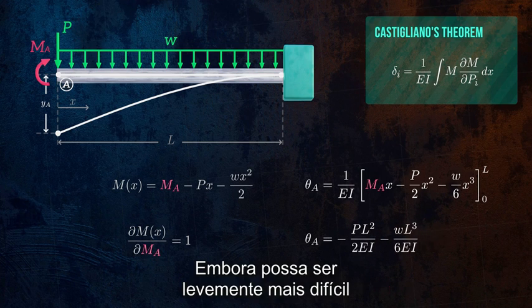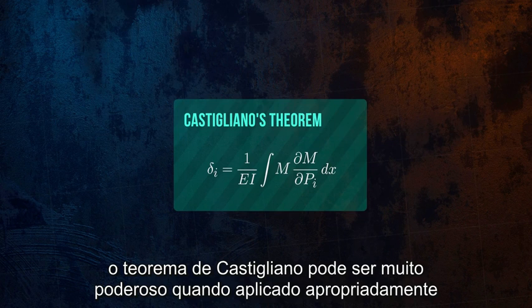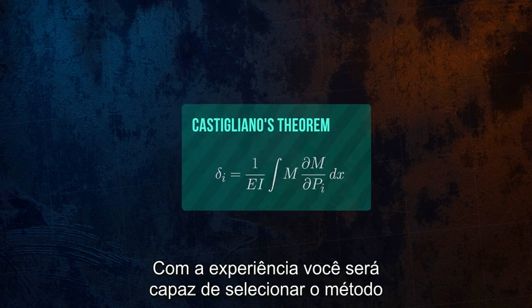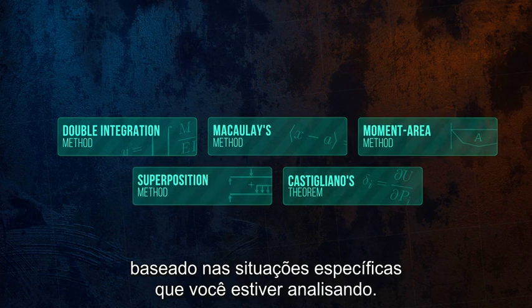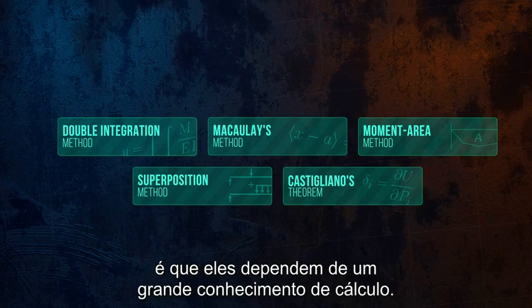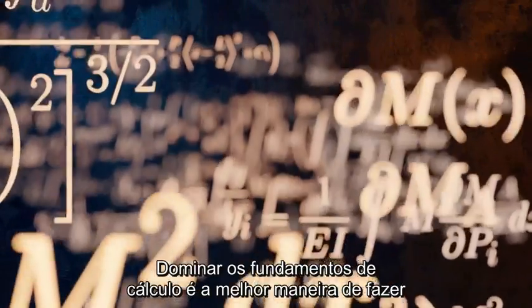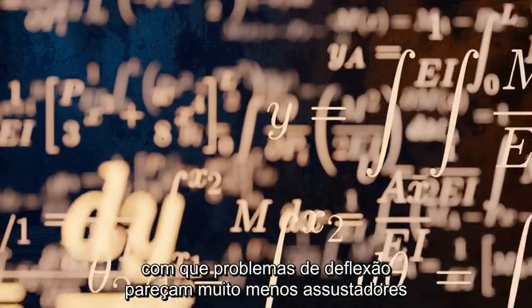Although it might be slightly more difficult to conceptualize than the other methods we've looked at, Castigliano's theorem can be very powerful when applied properly, and it has uses that extend well beyond the analysis of beams. With experience, you'll be able to select the method that will be easiest or most appropriate to apply, based on the specifics of the situation you are analyzing. But one inescapable fact when it comes to applying any of these methods is that they rely heavily on having a solid understanding of calculus. Mastering the fundamentals of calculus is the best way to make beam deflection problems feel much less daunting.